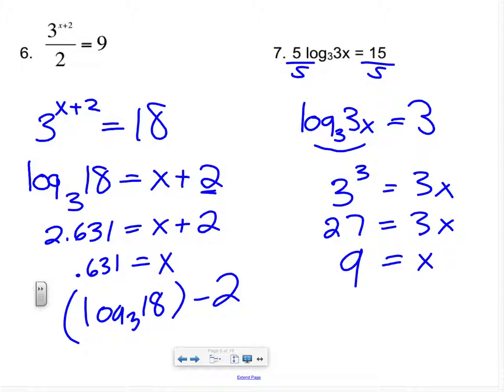So why don't they cancel? You know how you said that they cancel when they have the same base? They cancel when you have exponents, right? Like if you have 3 to the x equals 3 to the 2x, then they cancel. But we're not dealing with exponents here, so they don't cancel. If you have one log on each side, then the logs will cancel. We haven't seen that yet, so we'll look at that.